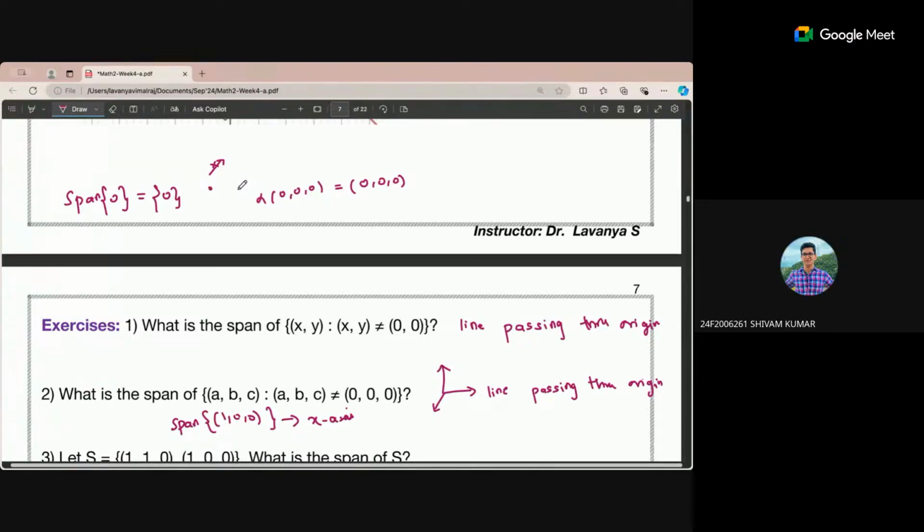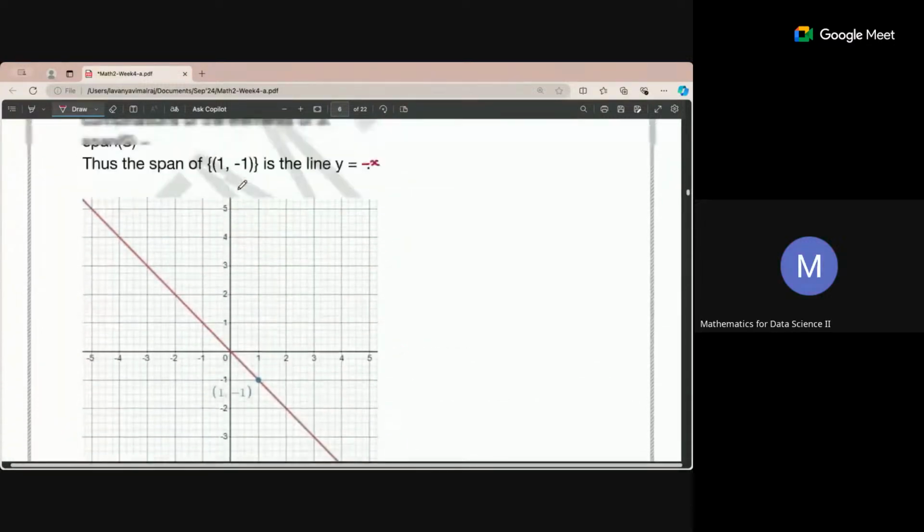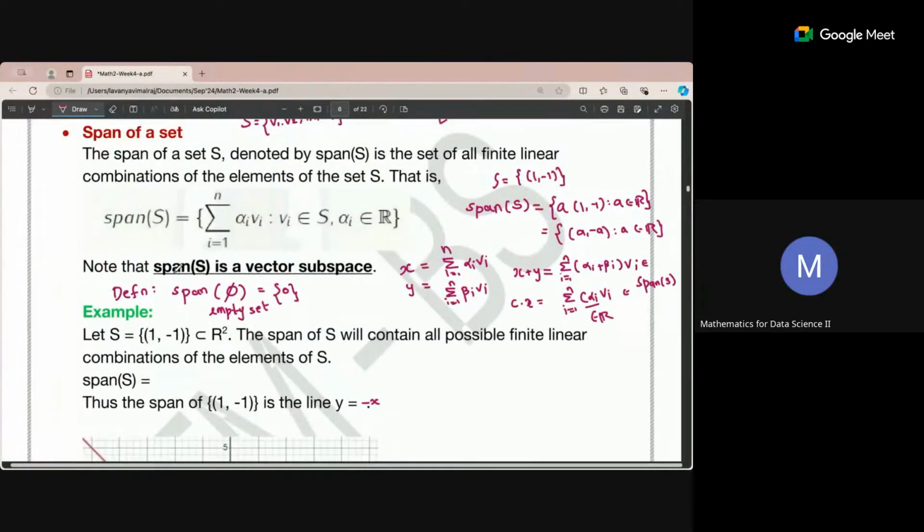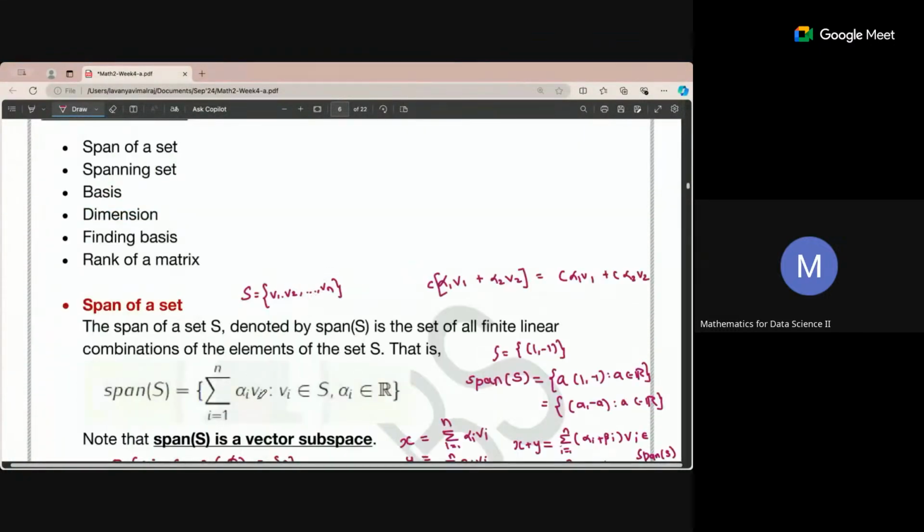Ma'am, the span of a point does not contain the origin. How will it pass through the origin? See, that is what I'm telling. First of all, the subspace should contain the zero vector. Because we are considering span, according to the definition, it contains all possible linear combinations. So a linear combination with zero coefficients is also considered. It means 0v1, 0v2, 0v3 you take and then add up, and you end up with the zero vector.